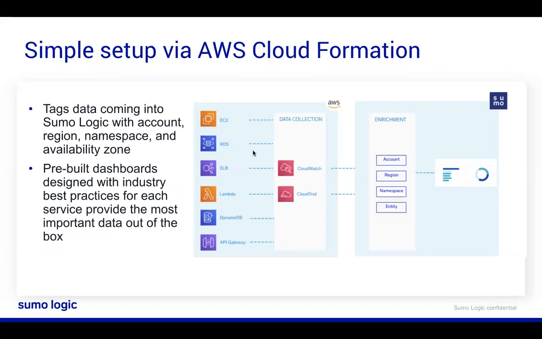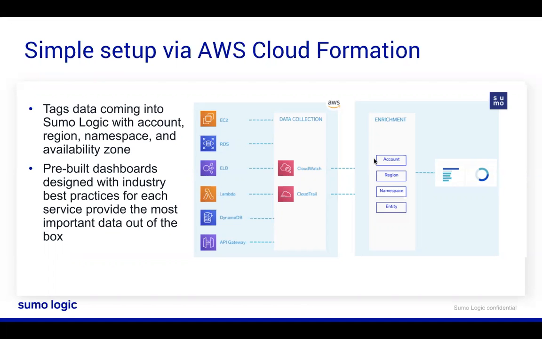As that data comes into Sumo Logic, I talked a little bit about the enrichment, but this is really a key component of how we're able to provide the ability to pivot between the different sets of telemetry. So we're tagging the data with the account, region, namespace, and entity of where it originated in AWS. That gives us the ability to build that hierarchy so that you can easily navigate through the services in your accounts. And then finally, all of that gets pushed into Sumo Logic and spit out in the various dashboards.